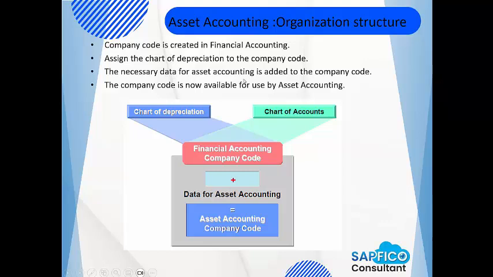The necessary data for asset accounting is added to the company code. So all the configurations are done in the chart of depreciation, and that is assigned to the company code. Once we assign the chart of depreciation to the company code, it is now available for use by asset accounting. So here we have chart of depreciation, we have chart of accounts, and this is the financial accounting company code. So what we do is we update all the configurations in the asset accounting module. It can be the depreciation terms, it could be the periods in which it is posted, etc. All of that is configured in asset accounting, and that is ready to use in the company code.